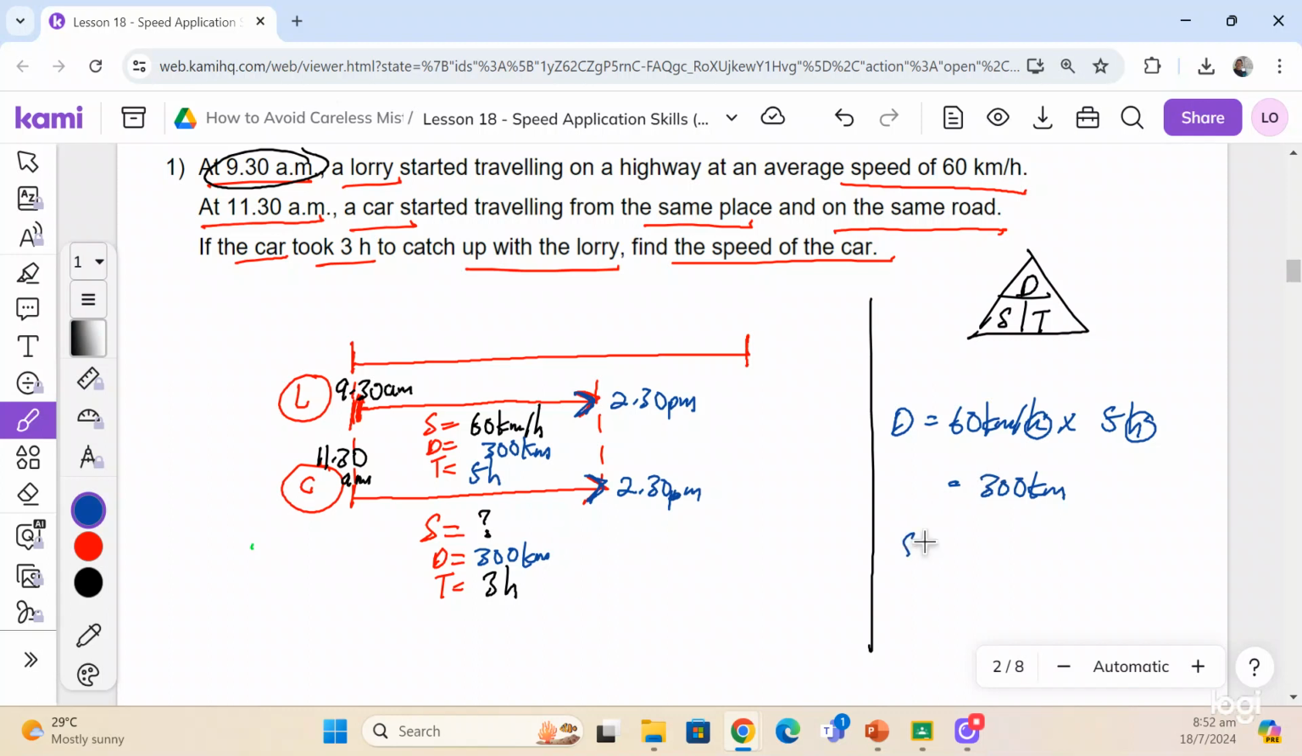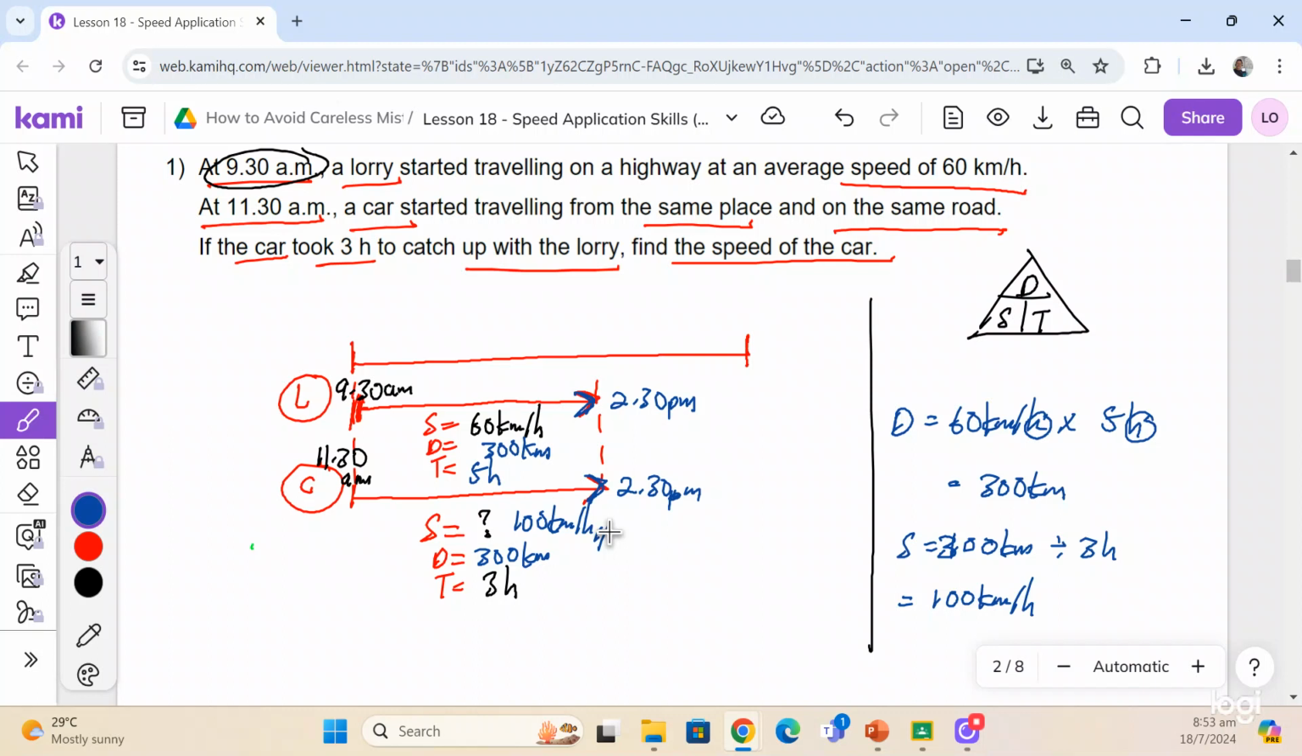Then you can find the speed of the car. So distance divided by time, right? So the speed of the car will be 300 kilometers, then divided by time. And that will give you 100 kilometers per hour, which is the speed of the car. And you solve the problem. So this is about a 3-mark question.